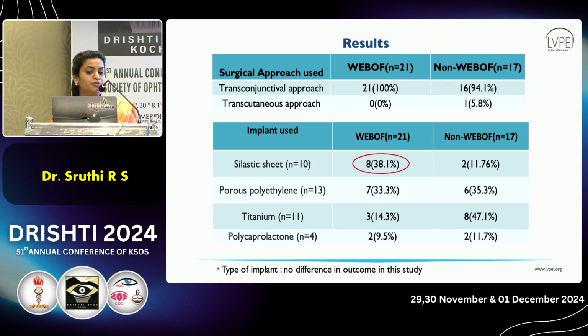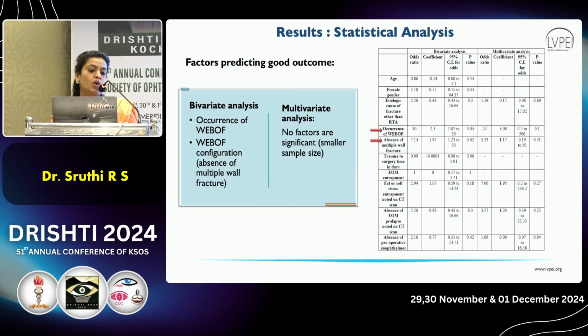The implant used most commonly was elastic sheet in white-eyed blowout fracture, while titanium was the most commonly used implant in the non-white-eyed blowout fracture category. When we did a bivariate analysis, the occurrence of a white-eyed blowout fracture pattern and WEBO configuration, that is basically the absence of multiple wall fractures, were related to a good outcome. But when we did a multivariate analysis, no factors were statistically significant. This could possibly be due to smaller sample size.